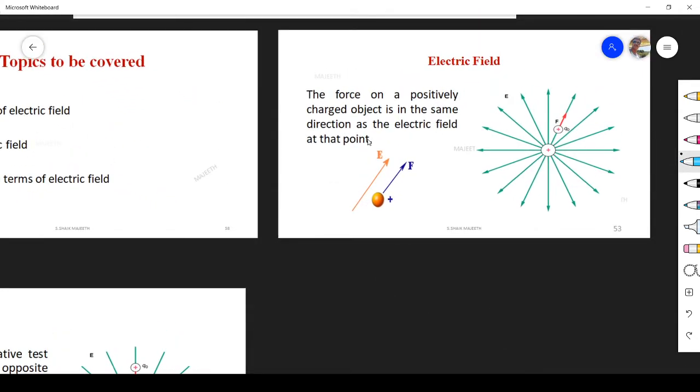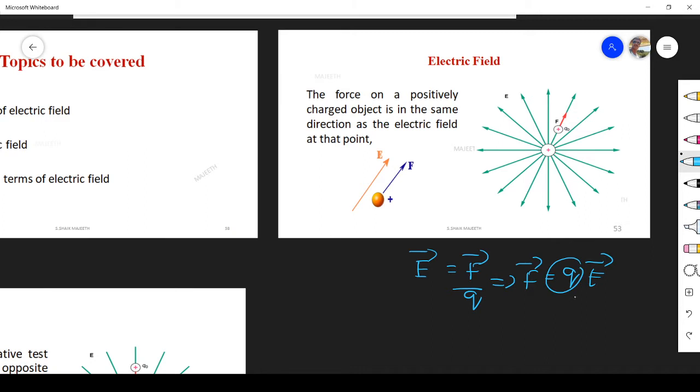The force on a positive charged object is in the same direction as the electric field at that point. That means for a positive charge, force and the electric field are in the same direction. Why? We know that E is equal to F by Q, right? So this implies F is equal to QE. Clear or not? So for a positive charge, Q is positive.